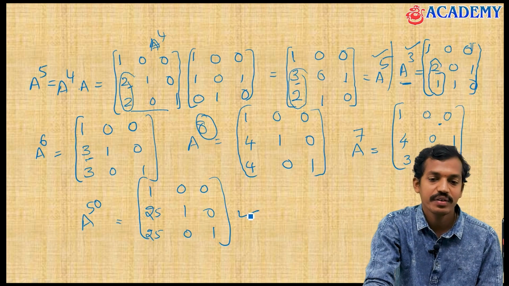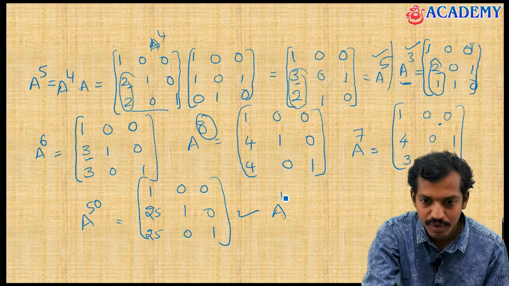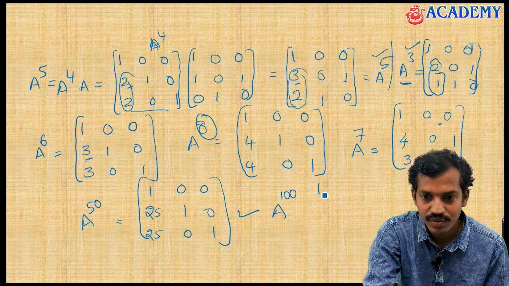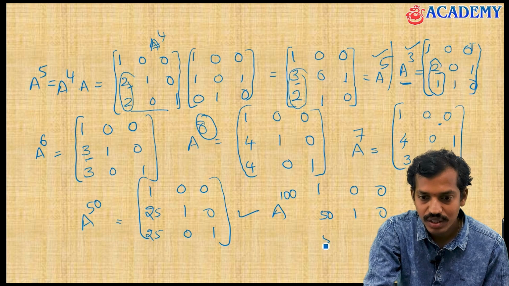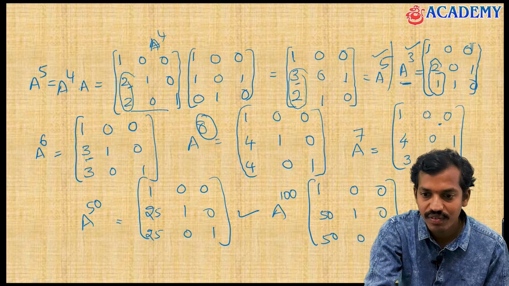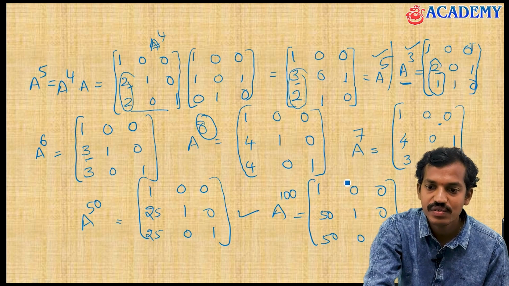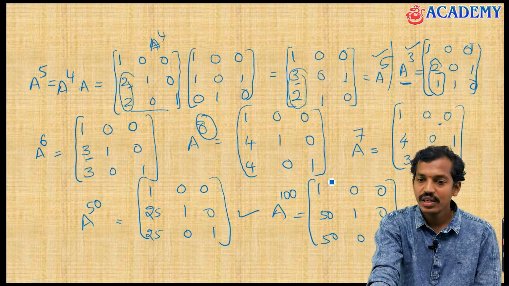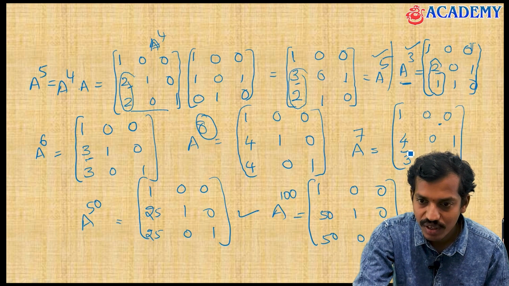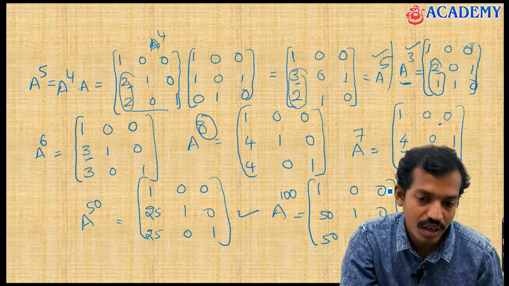We can write A to the power of 100 also. A to the power of 100 means even number, that is you will get here 1 0 0. Next here you will get 50 1 0. Here you will get 50 0 1. Even number. We can write for odd number also. 99 also we can write. 99 means here you will get 50, here you will get 49.